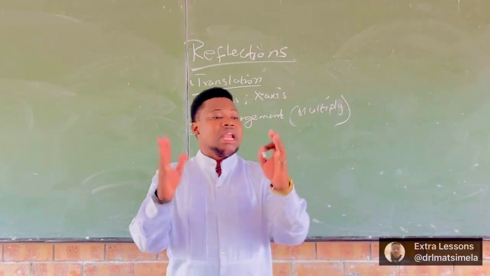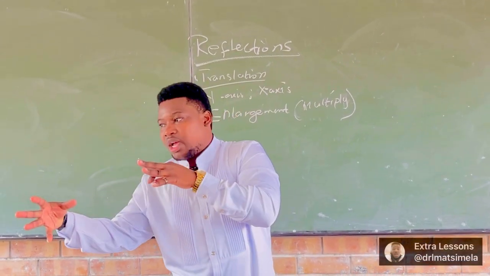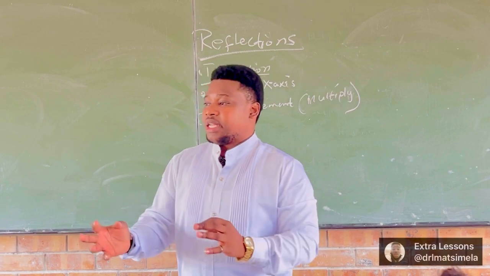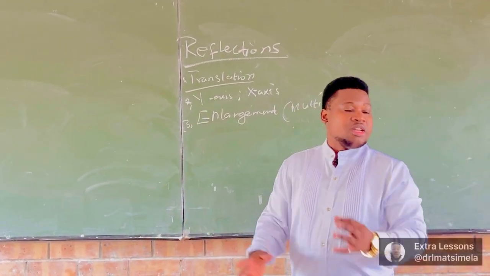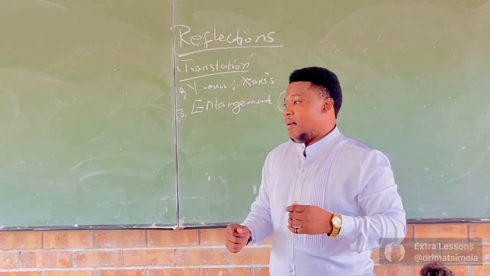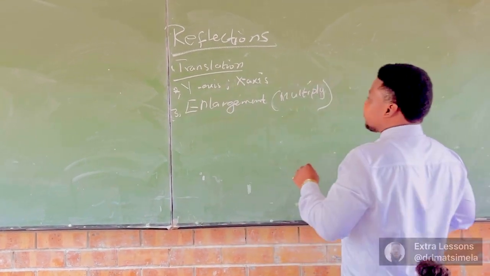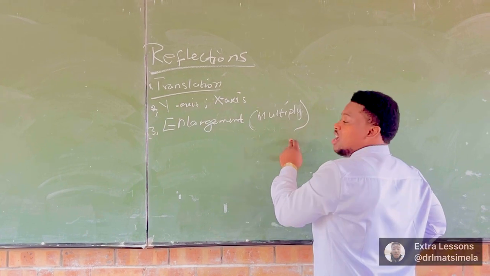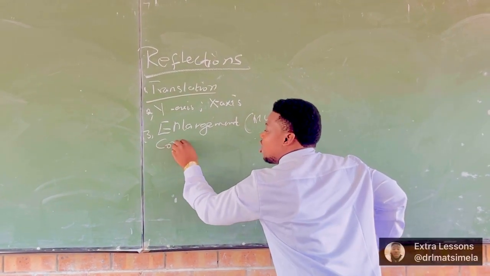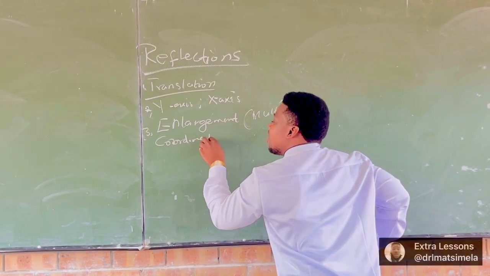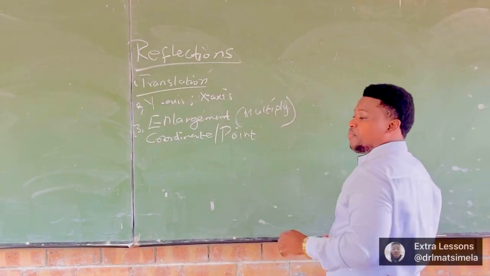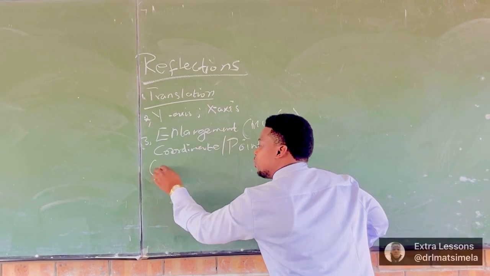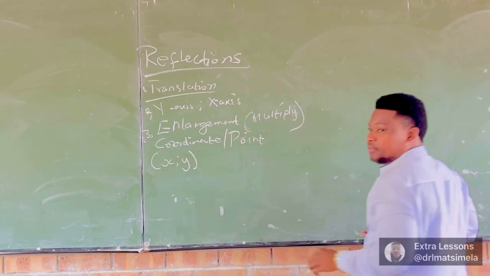They can say enlarge this coordinate, or enlarge this triangle, or enlarge this square or rectangle with a certain number, or they call it a certain factor. Are we clear? Good. Now, how do we enlarge? Remember, we enlarge a coordinate, or we can call it a point, which is x and y.